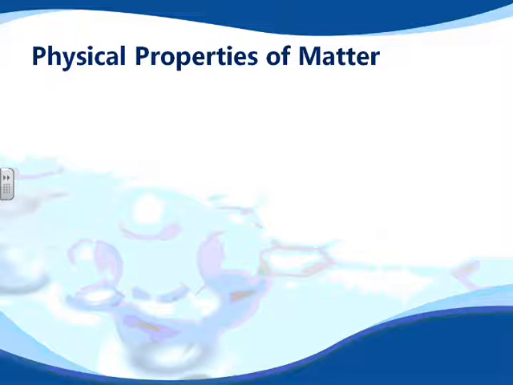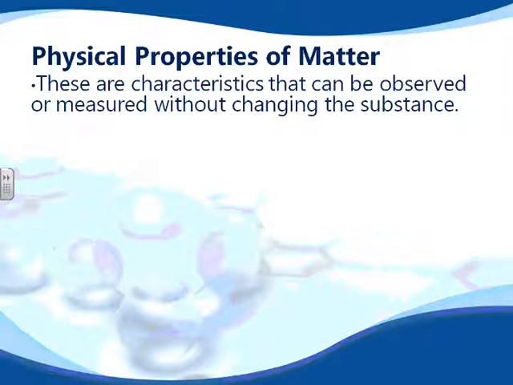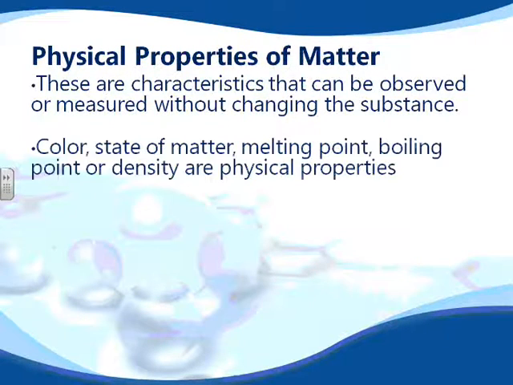Now, let's look at the physical properties of matter. These are characteristics that can be observed or measured without actually having to change the substance. Some examples of these: color. I can paint my walls, but it's still a wall. I don't change the substance when I do that. If I tie-dye a shirt, okay, I haven't changed the substance, it's still a shirt, but I've just changed the color of it. Now, state of matter, going from a solid to a liquid, or being a solid, liquid, or a gas, is a physical property. Melting point and boiling point are all physical properties, and density is a physical property.